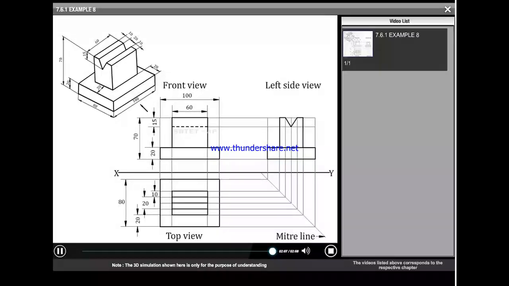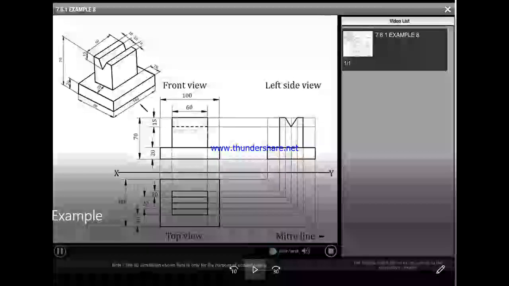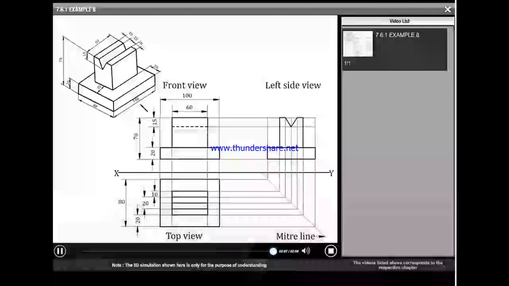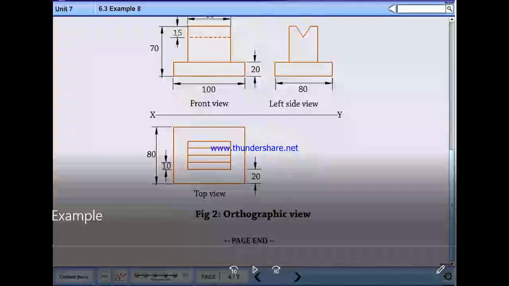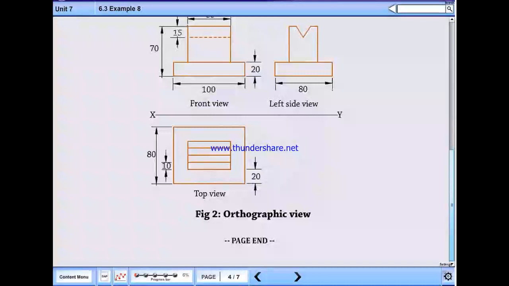This is the final view, front view, top view and left side view of the given example 8. See once again, the figure is there. Observe the orthographic view of the given example 8.